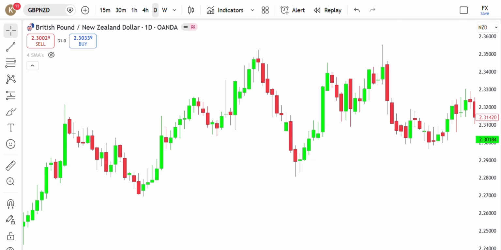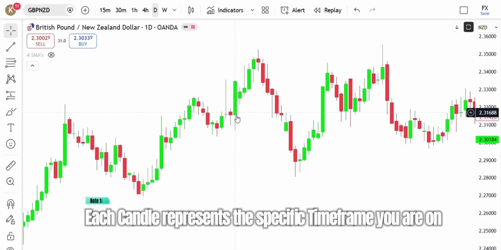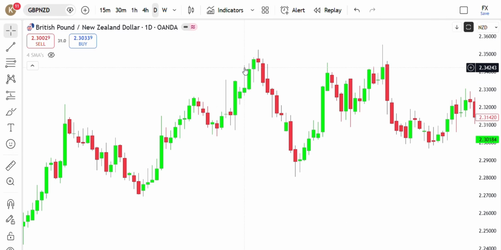As usual, let's start with the basics on how to read candles. Firstly, each candle represents a specific time period. So, if we click on the 4-hour time frame here, then each single candle develops over 4 hours. Or if we click on the daily time frame, then each single candle represents 24 hours, and so on.